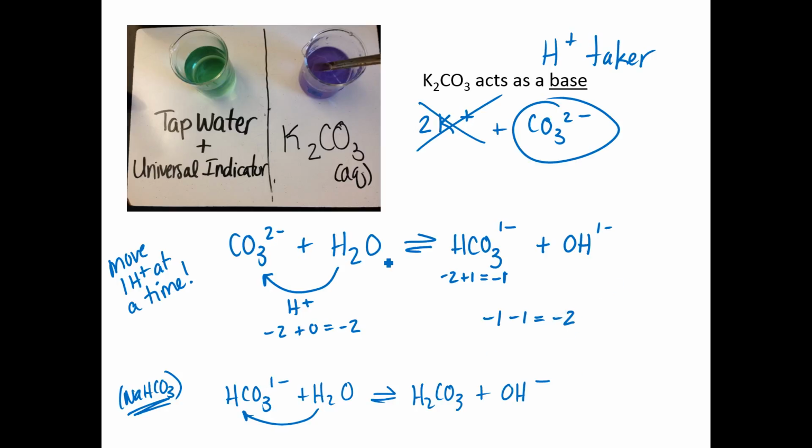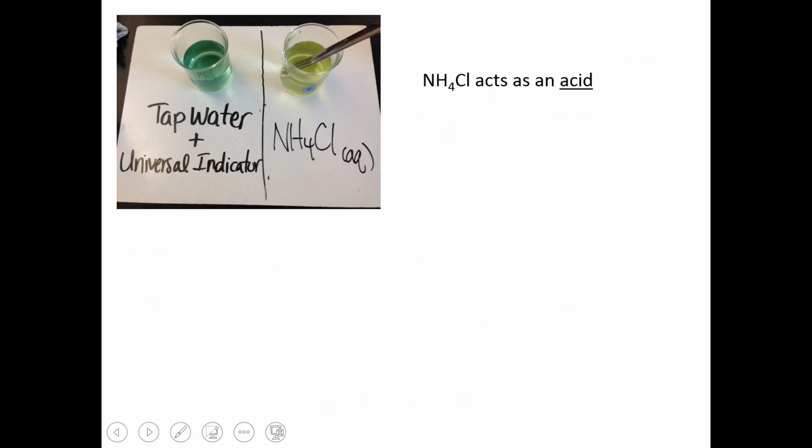And then let's fill in states of matter. So we can write our K expression. Our K expression is going to be products over reactants. So that's HCO3- times OH-, and then CO3 2- on the bottom. And since this is a base, we call this a Kb expression. Notice how we're seeing a pattern here. It's 2 things on the top divided by 1 thing on the bottom. You always leave out water because it is a liquid.